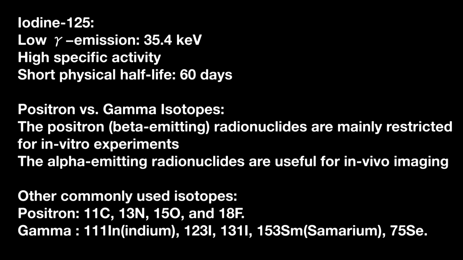And positron versus gamma isotopes. The positron beta emitting radionuclides are mainly restricted to in vitro experiments, and the gamma emitting radionuclides are used for in vivo imaging. And other than this, other commonly used isotopes are positron emitters carbon-11, N13, O15, and F18. And gamma emitters indium 111 and iodine 123, then iodine 131 and samarium 153 and selenium 75.